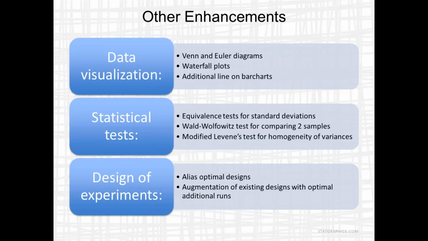And secondly, in DOE, incidentally, we now have the ability to take any design that's already been performed, any experiment that's already been done, and add additional runs to that experiment in an optimal fashion. So if you've done a 16-run experiment and you decide you want to do 4 more runs, we can tell you how to maximize, for example, the D-efficiency of the overall design, what additional runs you should add.